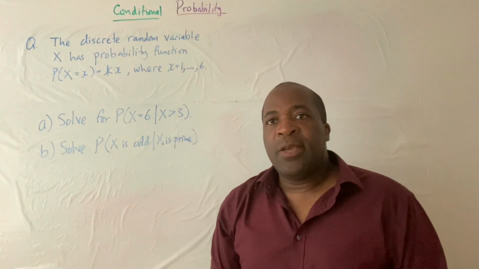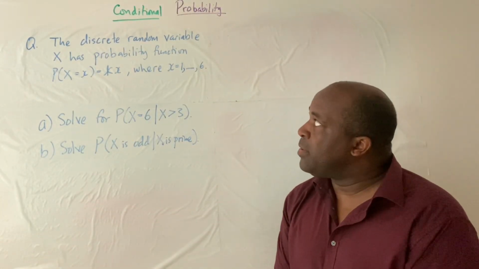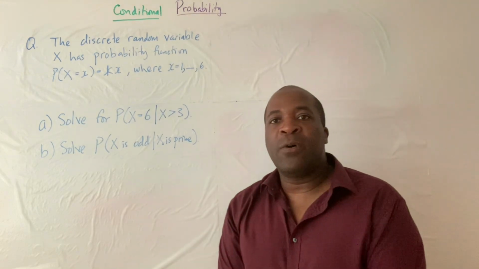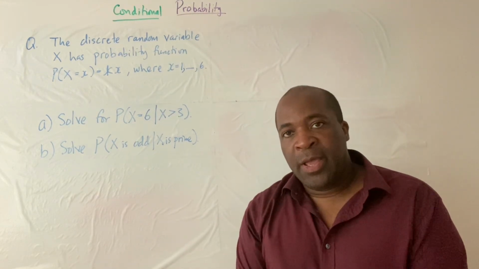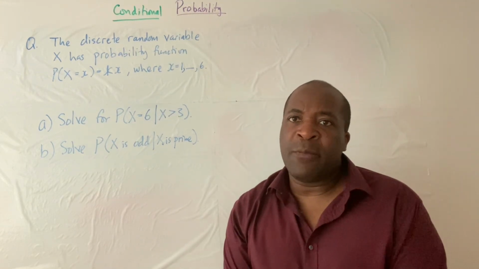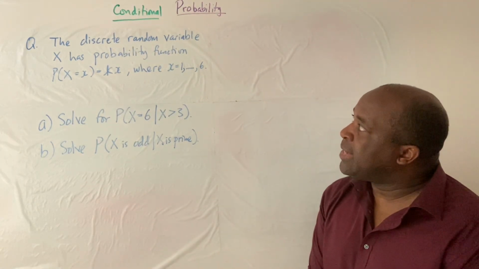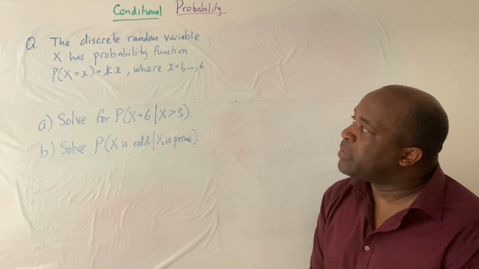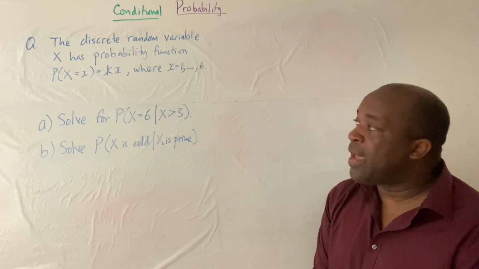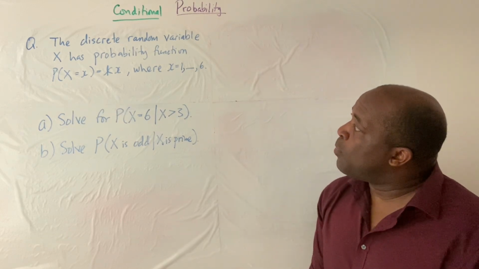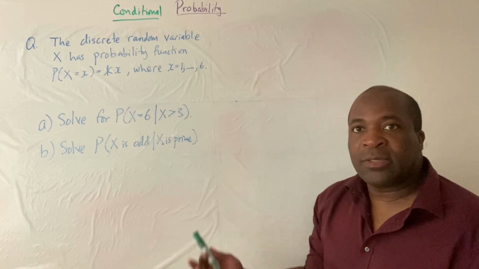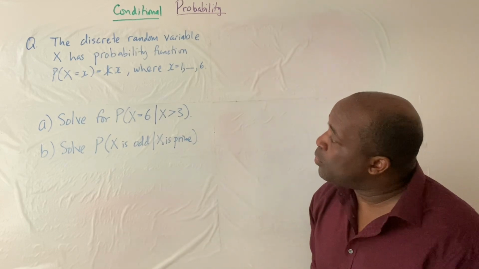All right, so welcome to the next installment of conditional probability. So we're looking at conditional probability in the context of a discrete random variable. Here we're told that the discrete random variable X has a probability function, the probability that X equals x is kx, where x goes from 1 through 6, and we're asked to solve a range of probability questions.